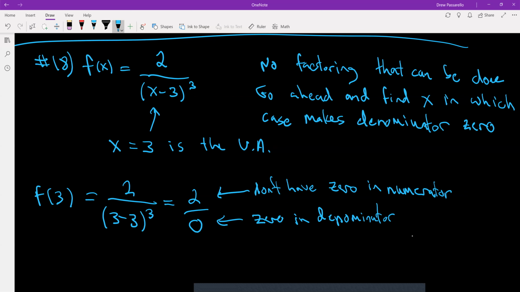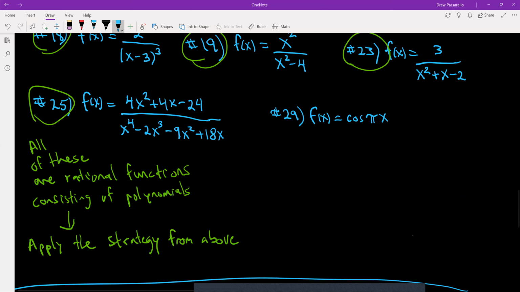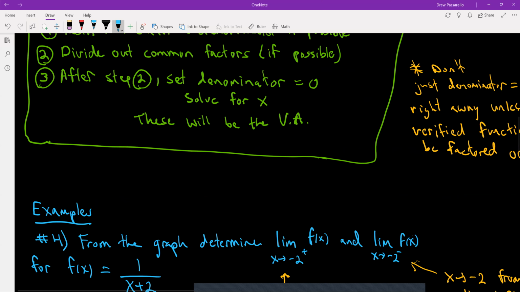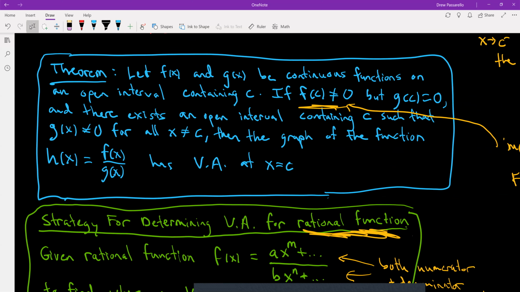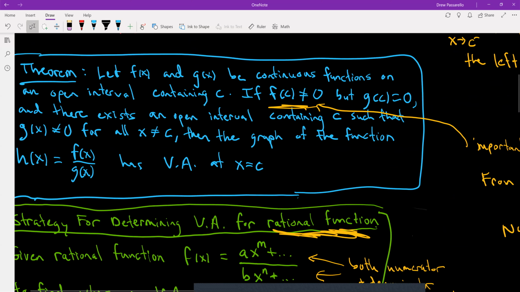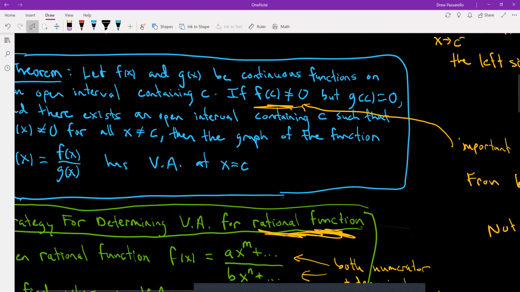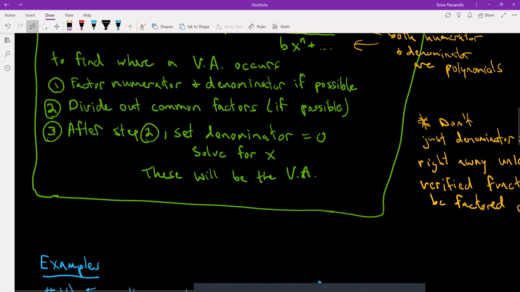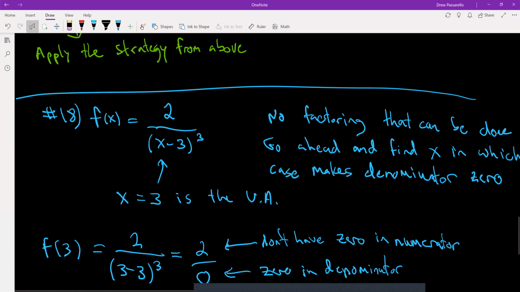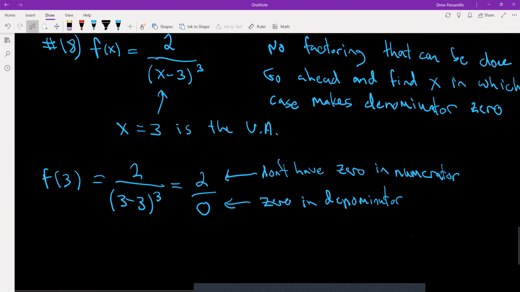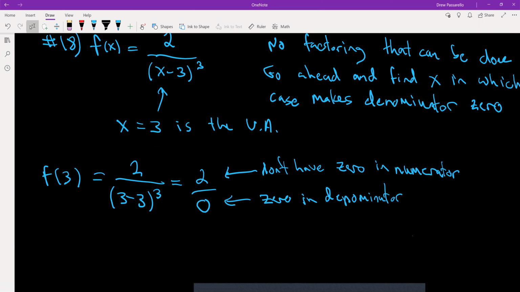All right, that's what I was trying to say earlier from this formal theorem about the vertical asymptote. F of c can't be 0, but g of c can be. That's the requirement. All right, so that's what we need. Therefore, where in this case c is 3, x equals 3 is the vertical asymptote.